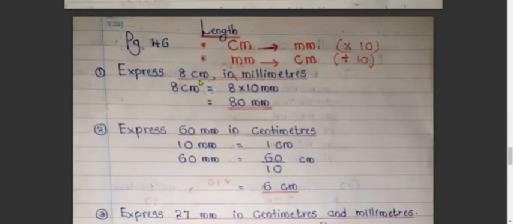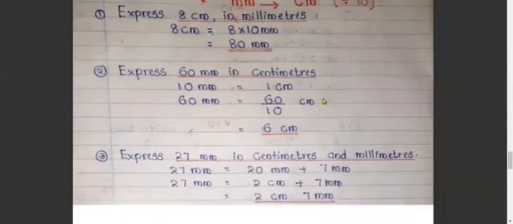Express 8 centimeters in millimeters. 1 centimeter equals 10 millimeters. 8 multiplied by 10. Then 80 millimeters.